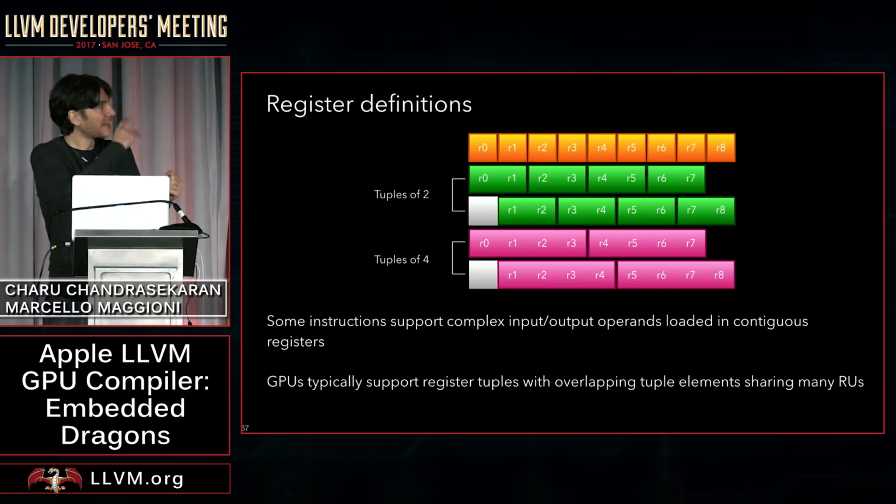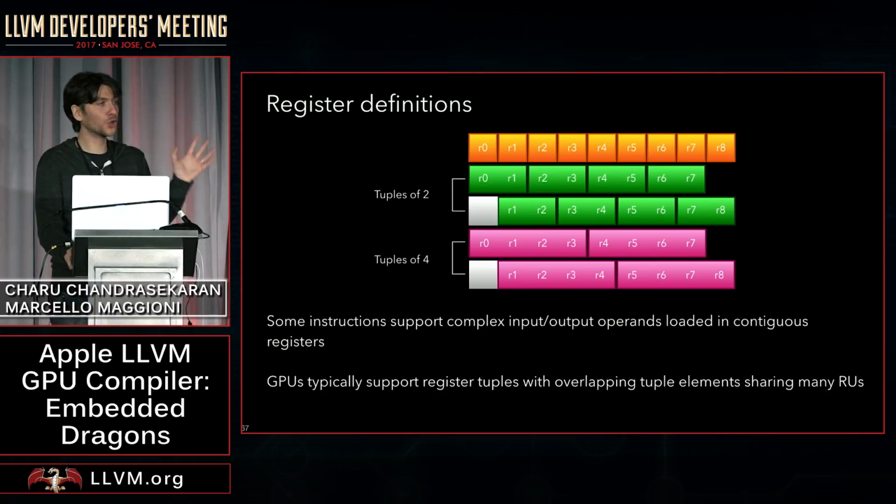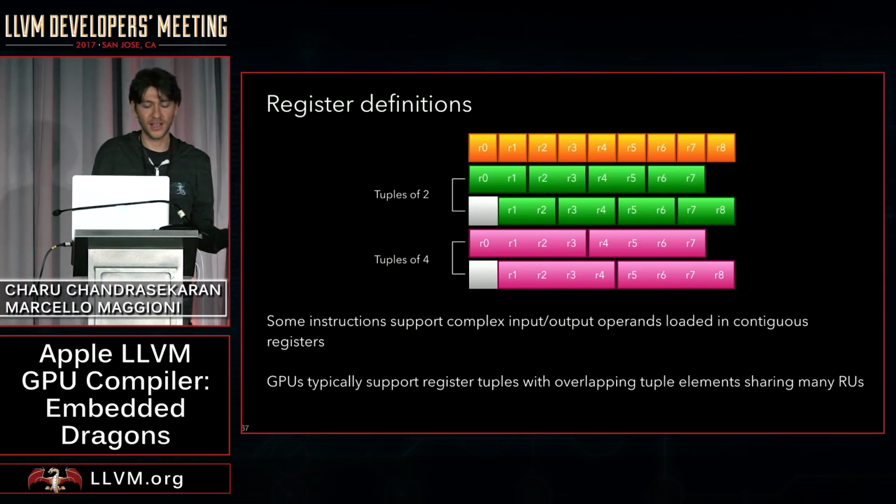Our base registers are the ones at the top in yellow. Then we have these register tuples, which are groupings of consecutive registers of different sizes. For example, the ones in green are register tuples of 2, where R0, R1 is a tuple, R1, R2 is a tuple, R2, R3 is a tuple, and so on. The ones in pink, R0 to R3, R1 to R4, are 4-wide tuples. Each of these tuples is a separate LLVM register that shares the same register units as the base yellow registers.